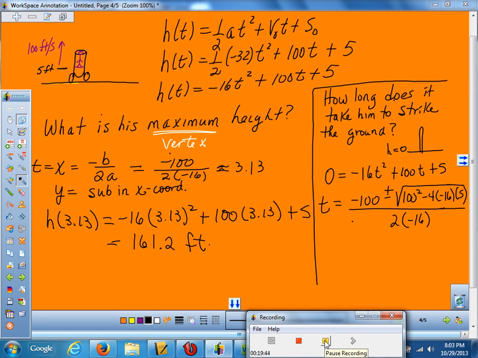Now you will have to do this as 2 separate problems. You'll have to put it once in with the plus and once in with the minus. When I put it in with the plus, I get a result of negative 0.05. When I put it in with the minus, I get a result, rounded off, of 6.3. Now, which one would be the logical answer for the amount of time it's going to take? Well, we don't think he went backwards in time, so it must take 6.3 seconds to hit the ground.